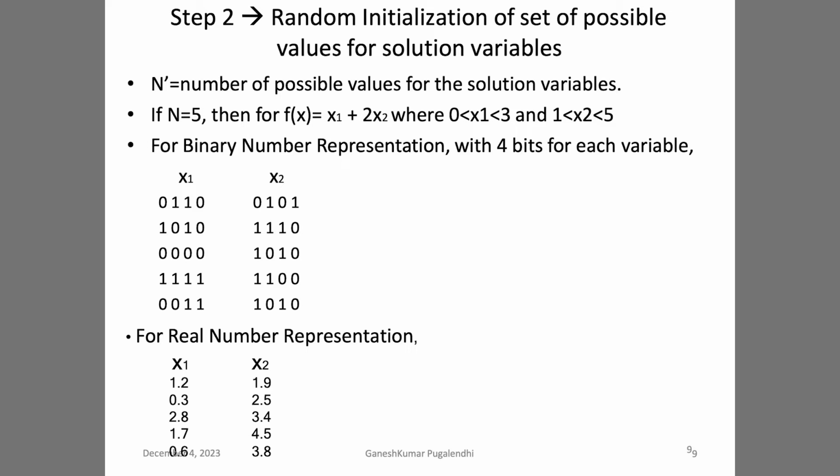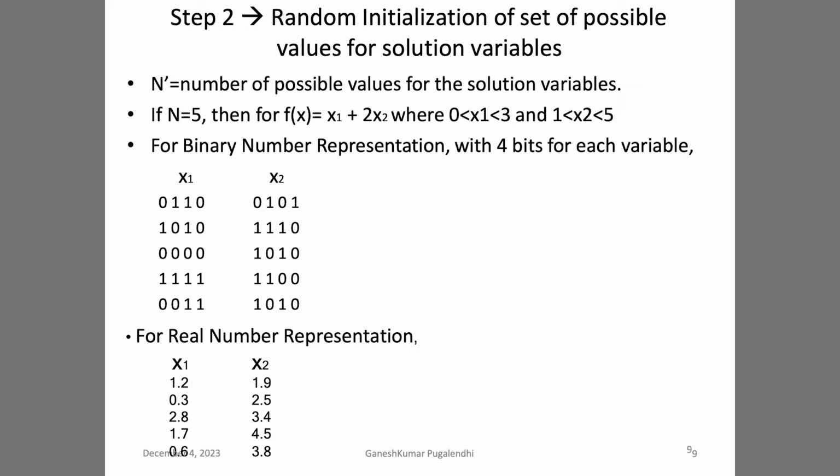So in an optimization problem, you are not given only one solution variable. In general, you will be given a larger number of solution variables. So if you are given more solution variables, for all solution variables you should give a set of possible values, and all those possible values are initialized in a random manner.